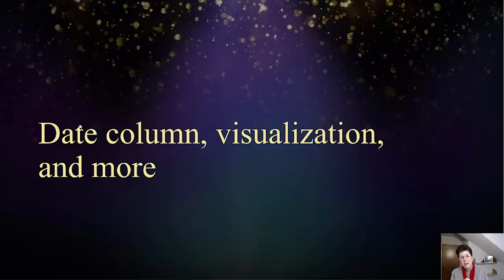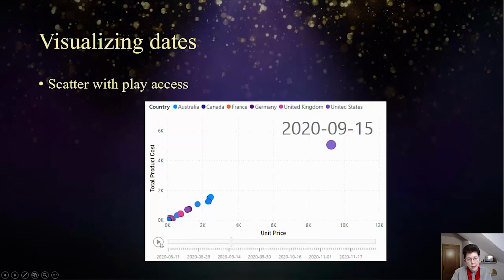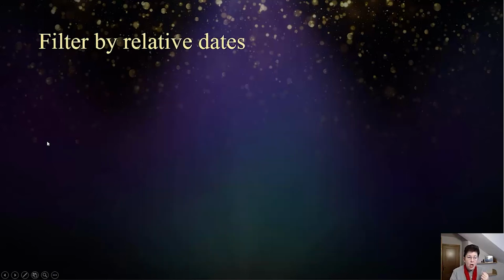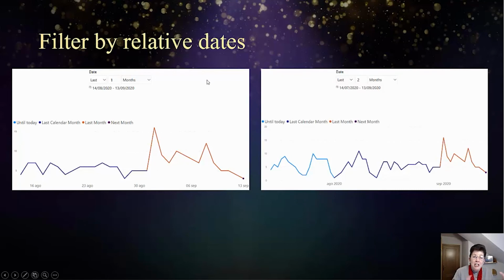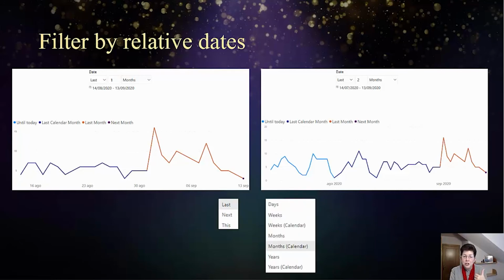Okay, let's talk a little bit about the visualization, how we can use the date column, looking at the report. We are able to create the play axis for the scatter chart using the date column. Here is an option. Also, we are able to filter by relative days. If we are looking at the days, we are able to use the slicer on the date column, but looking at different ranges of dates, depending on the options last, next, this, or the options days, weeks, months, or years.